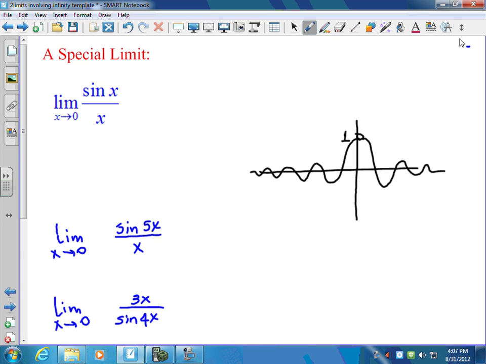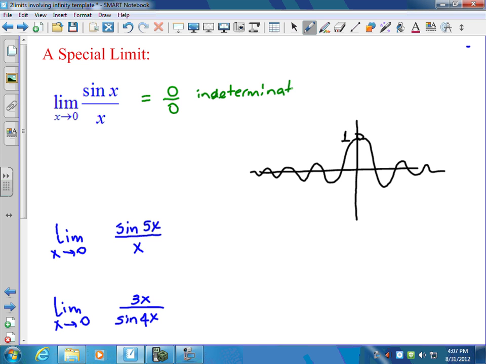So we're going to look at it separately because it doesn't quite follow anything else we've done so far. If you try to plug in a 0 here for x, you're going to find that sine of 0 is 0. And the bottom goes to 0. So the ratio is 0 over 0, and we learned this is indeterminate.